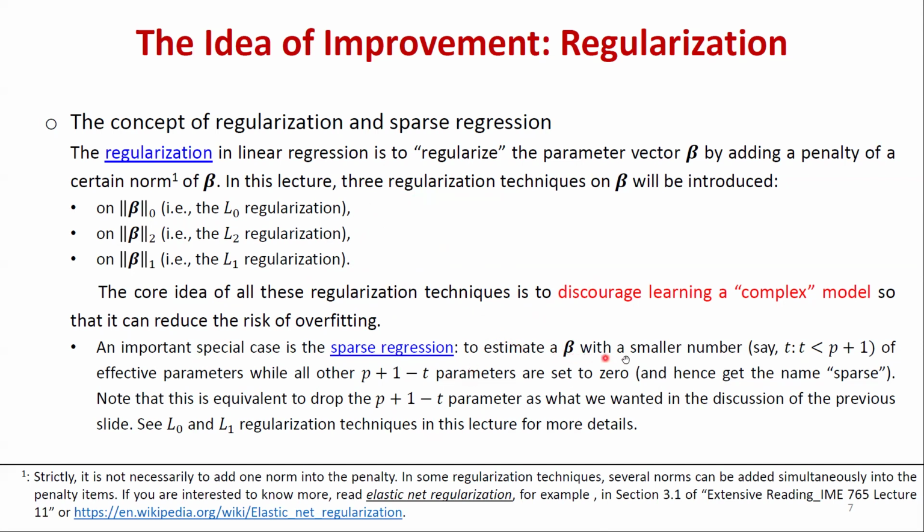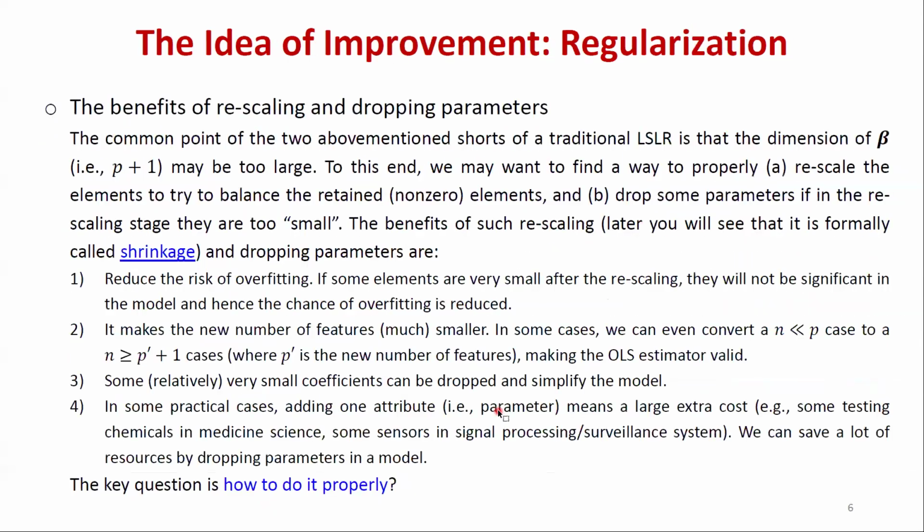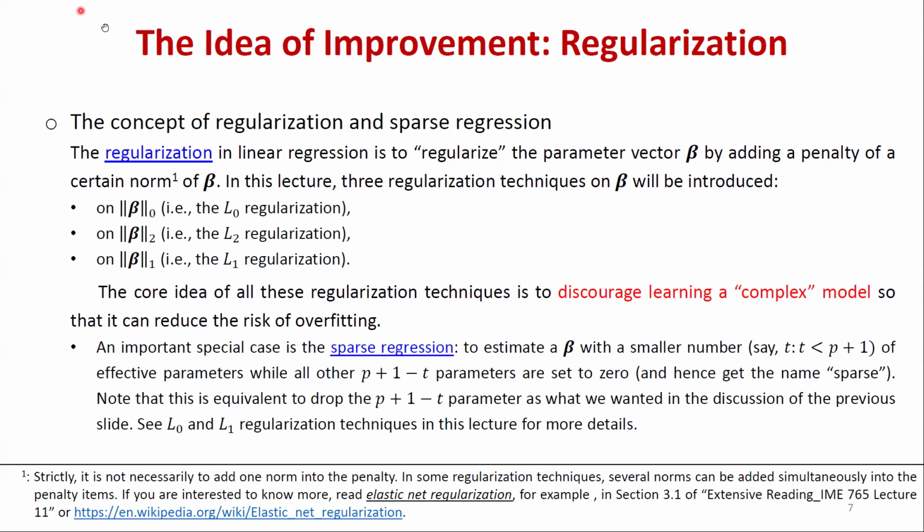So to estimate a beta with a smaller number, suppose my previous number of parameters is p plus 1. Now I want to make it t, where t is smaller than p plus 1. In other words, the other p plus 1 minus t parameters are set to be 0. This is exactly what I wrote before, for example, y equal to 1 plus 2x1 plus 3x2 plus, let's say, 0 times x3. So in this case, this one is eliminated. That's the thing, and it's called sparse regression.